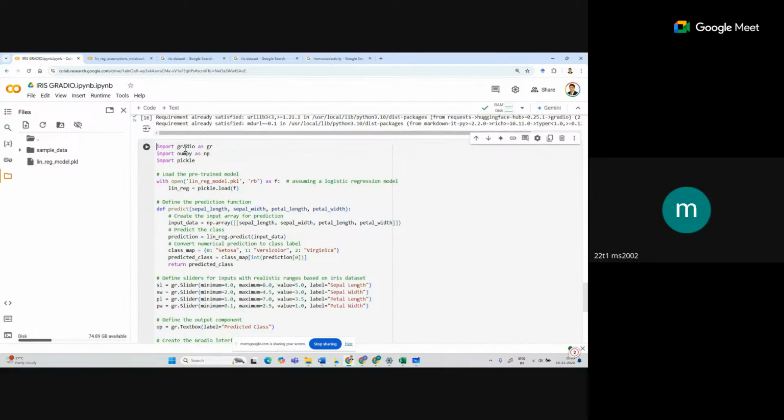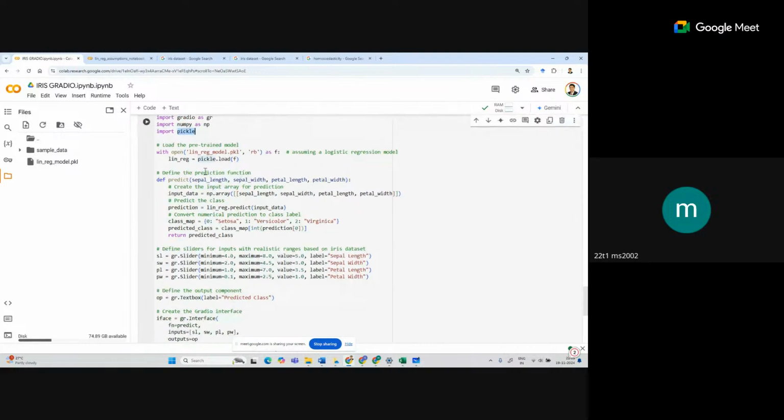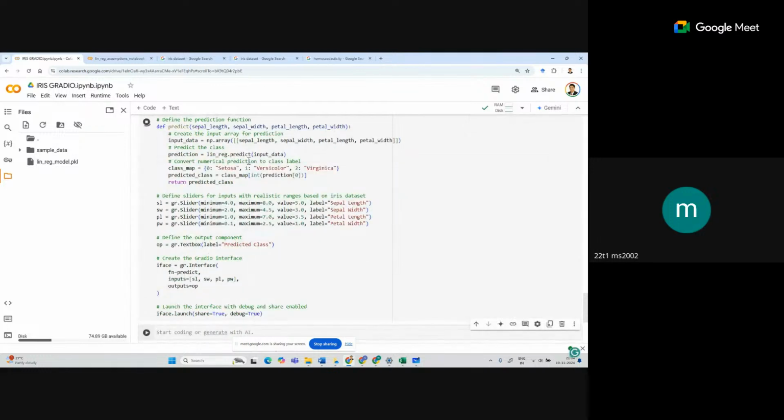Now I'm installing an app called Gradio and importing my pickle. This model, which has been stored here, I'm going to open now, and let's see what this one function is going to do.